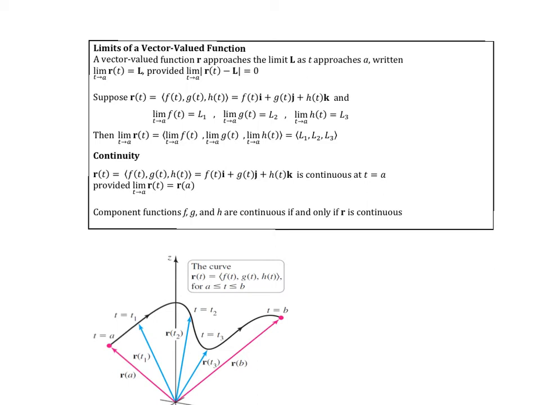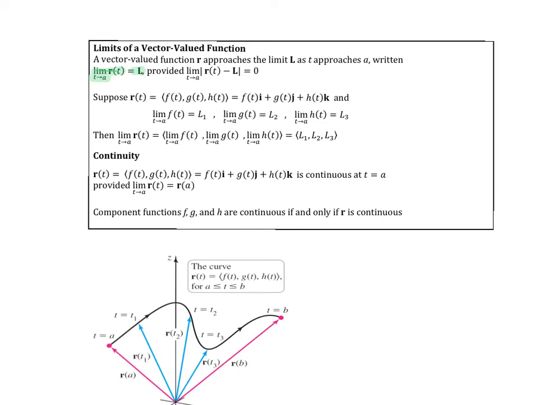So here, the definition just says that the limit of our vector valued function as t approaches some value is going to be the vector L, provided that, now this is similar to the absolute value of f of x minus L, but it's in vectors.